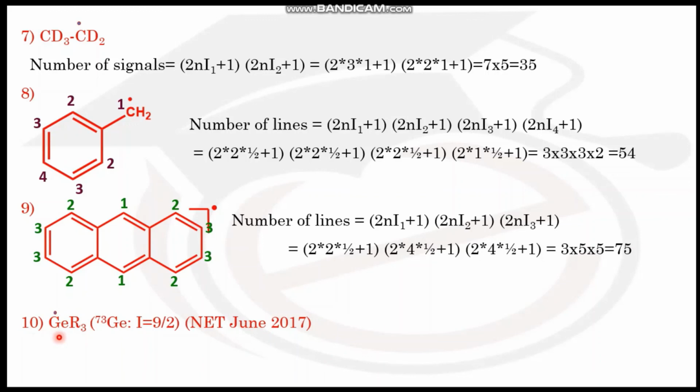Now consider this germanium alkyl compound, germanium alkyl 3 with a radical. So a radical is there, that is, an unpaired electron is there. Here the I value of germanium is given, so just substitute the value, that much only. Number of lines 2nI plus 1: 2 into 1 into 9/2 plus 1, as only one germanium is there, and the spin is 9/2. Then overall the number of lines will be 10. This question was asked in NET June 2017.